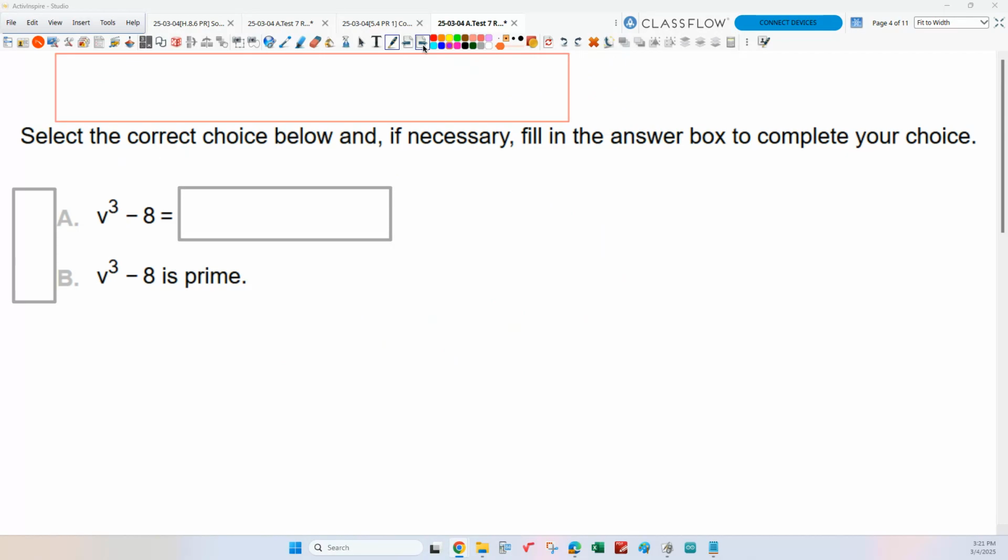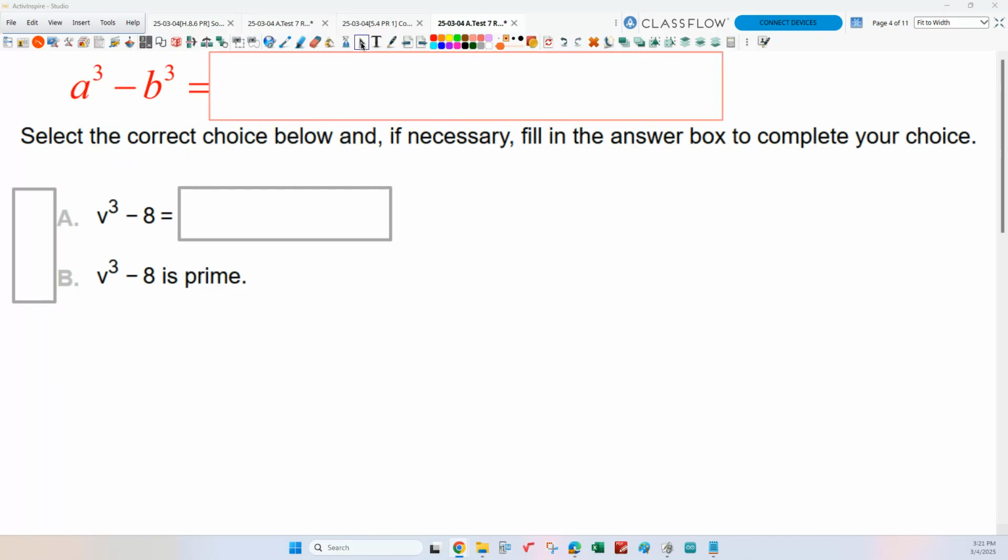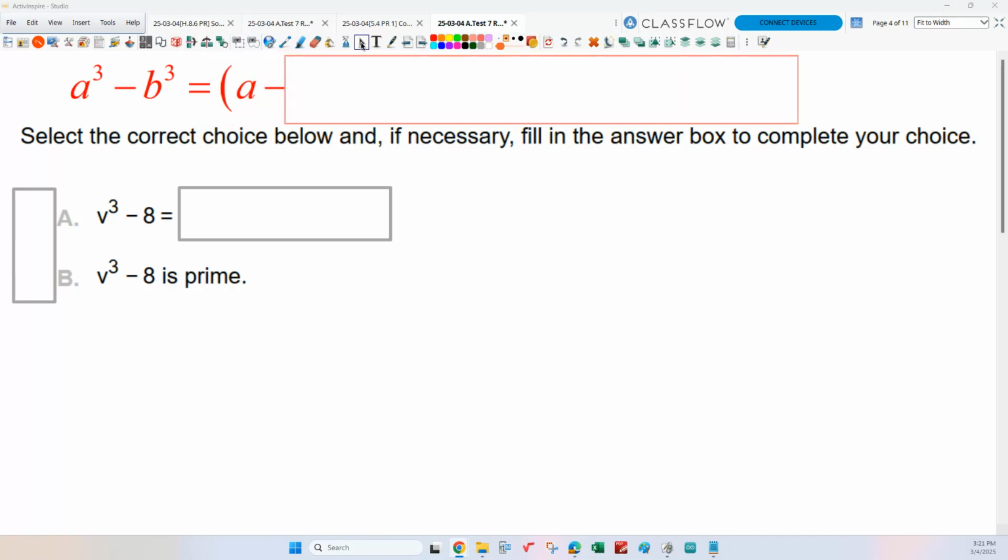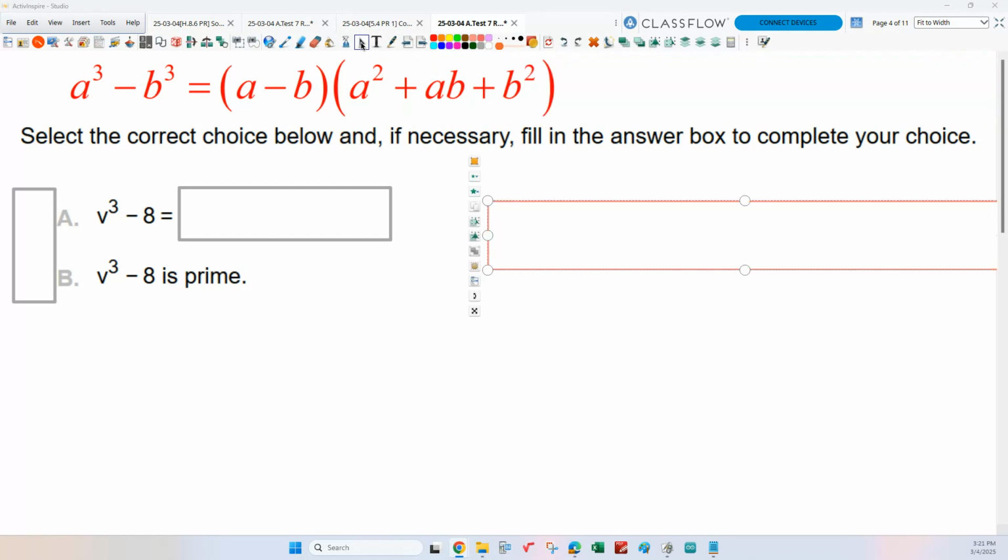So this is a quick one. We're trying to factor v cubed minus 8. What's the pattern we would use? A cubed minus. It's got to be a difference of cubes. A cubed minus b cubed. And everybody, what is that one? A minus b times a squared plus ab plus b squared. Good. And we can do this one really quick here.